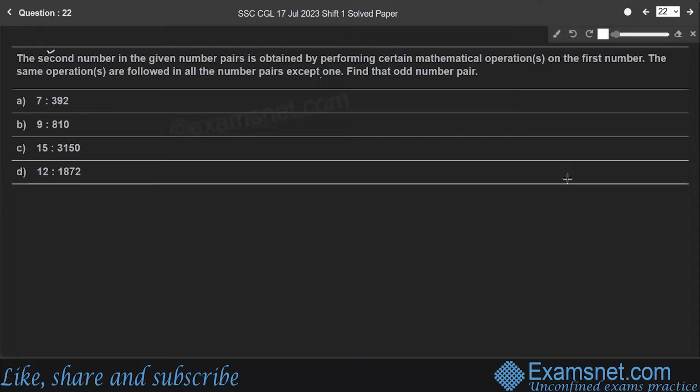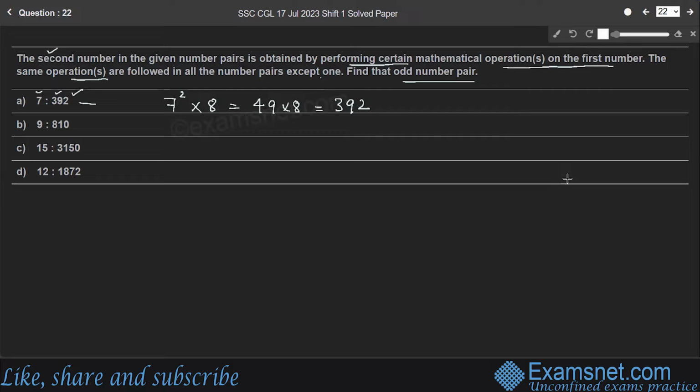Question 22. The second number in the given number pairs is obtained by performing certain mathematical operations on the first number. The same operation is followed in all the number pairs except one. Find the odd number pair. So here the number pair is 7 is to 392. So option A is 7 is to 392. Here the first and second numbers are related as follows. We'll consider 7 square. 7 square is 49, into 8. The next number to 7 is 8. So you will get 49 into 8 as 392, right? Which is the second number.